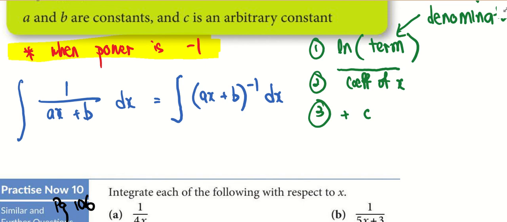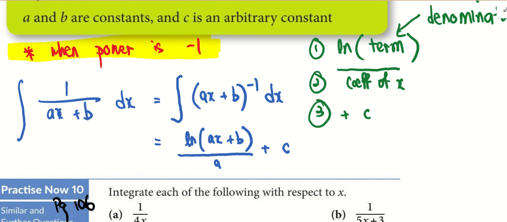Don't believe? Never mind. -1 plus 1, what will we get? 0. Can we divide by 0? Cannot. Oh! Then recall, we need to go back to ln. So, if I apply the 3 steps, ln of the bracket term, which is the denominator, ln of ax plus b. Divide by what? Coefficient of x. What's the coefficient of x inside here? a. Last but not least, the most important step, please remember to put a C.